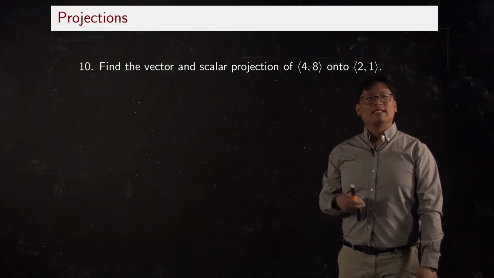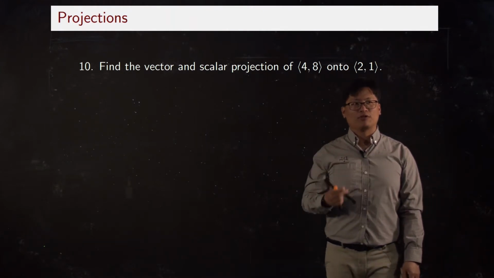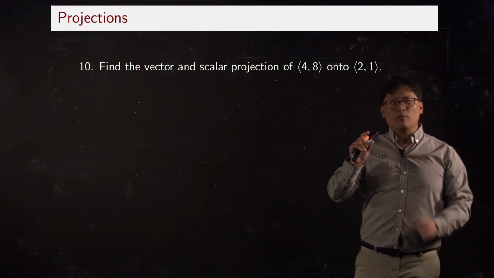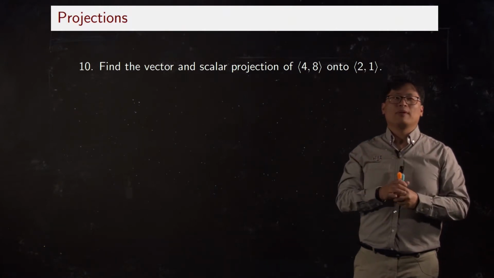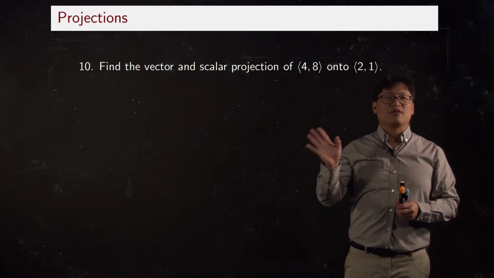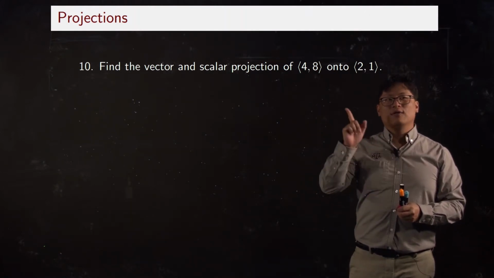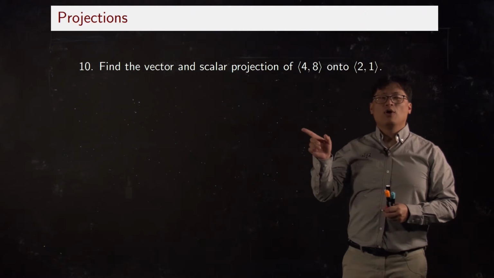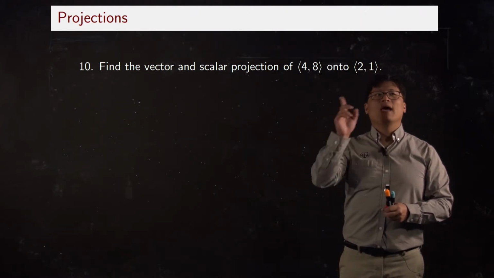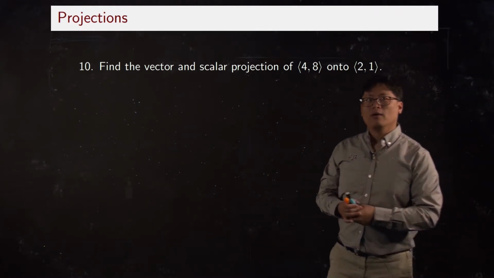Okay, now let's talk about projection. There are two different projections: scalar projection and vector projection. But they are really related to each other. I believe you learned about the concept of scalar and vector projection from your teacher, right? So in this video, we're going to practice how we can calculate the scalar projection and vector projection. Here we go.